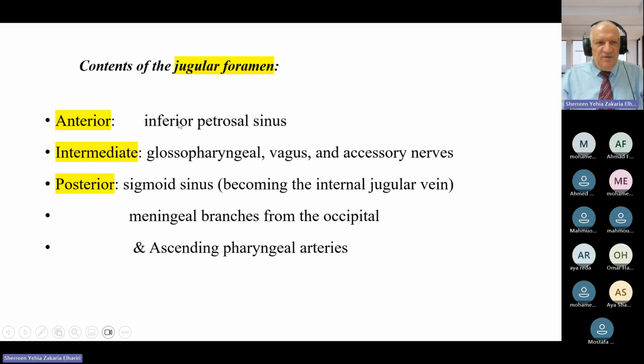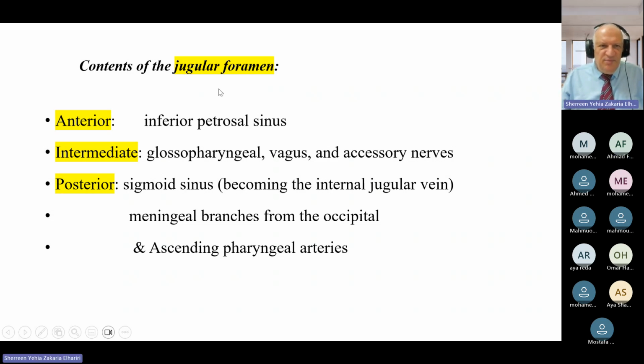Jugular foramina: they have inferior petrosal, glossopharyngeal, vagus, and the spinal accessory. If you ask if the patient has vagus injury on the right side, you're looking at the uvula. So the uvula is deviated to which side? To the opposite side, the left side. Okay, so left side.